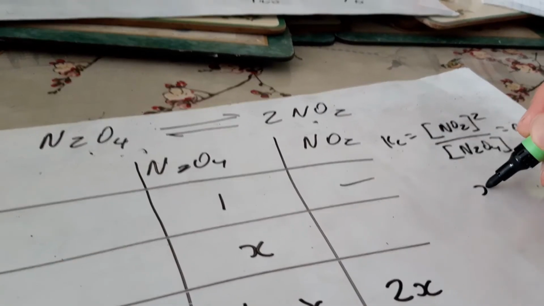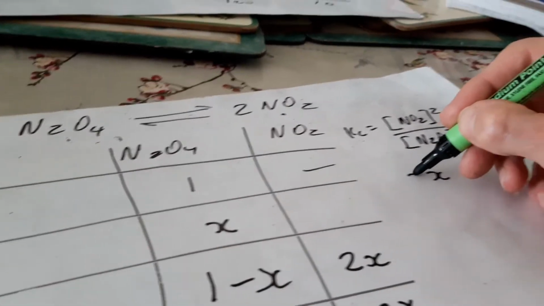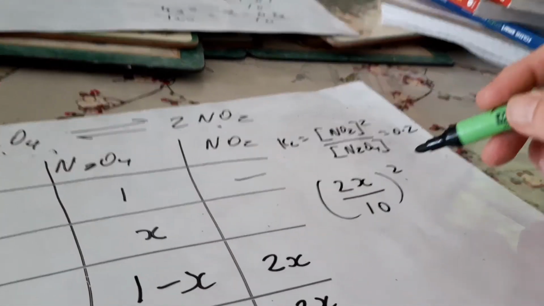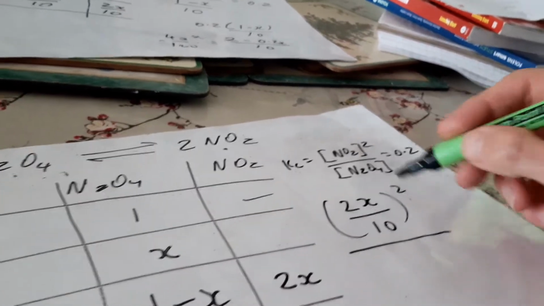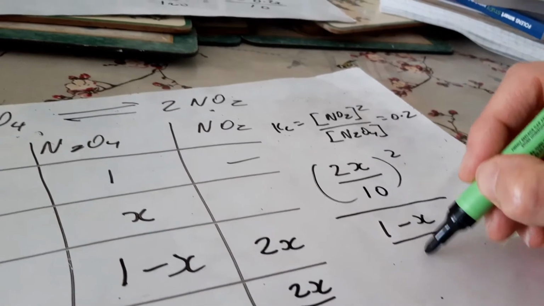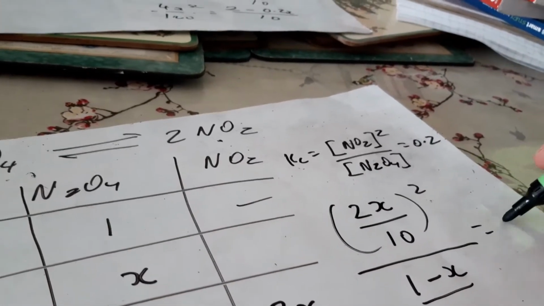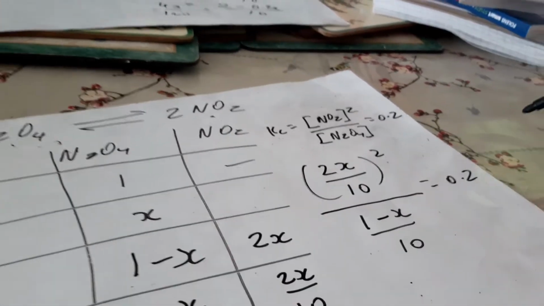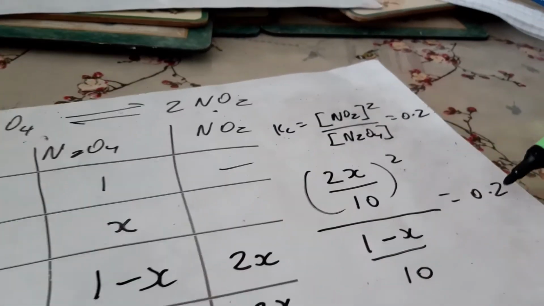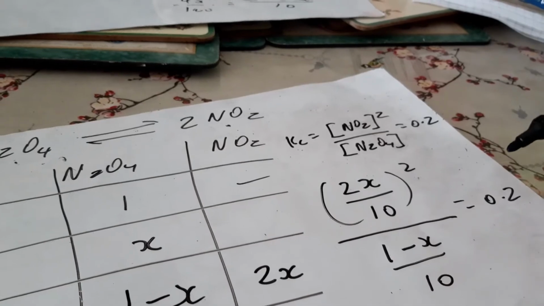So I'm just going to write this equation here. So I've got 2x divided by 10 squared. See that? Yeah. And then I'm going to divide all of that by 1 minus x divided by 10, and that's all equal to 0.2. Like that. See what I've done? So that's that bit, and that's there. And literally now, all I have to do is solve for x.